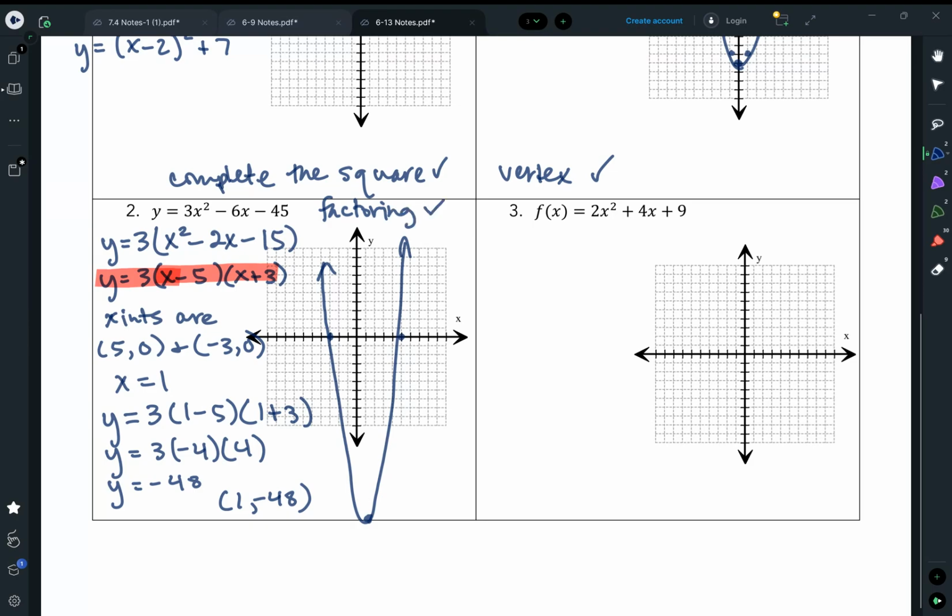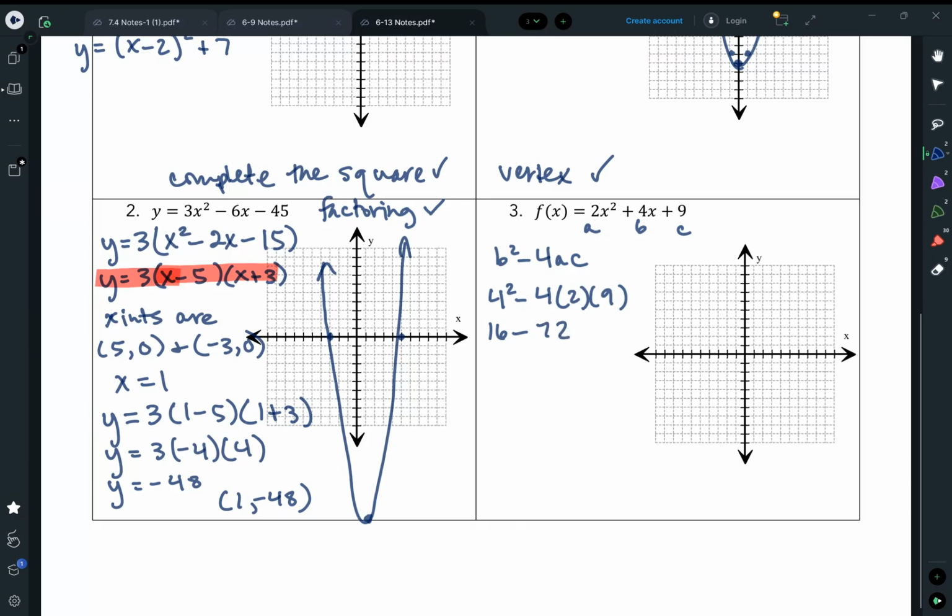So let's go ahead and take a look at the discriminant. The discriminant is b squared minus 4ac. And if the discriminant is 0 or a perfect square, it tells us that we have something factorable. So our a is 2, our b is 4, our c is 9. So b squared would be 4 squared minus 4 times 2 times 9. That is 16 minus, let's see, 4 times 2 is 8 times 9 is 72.